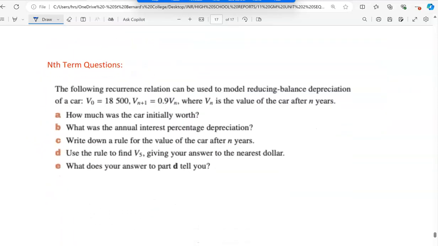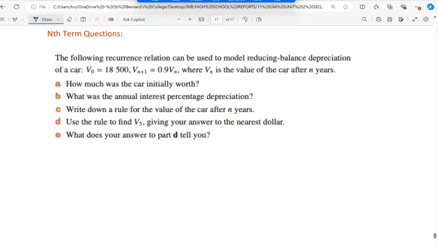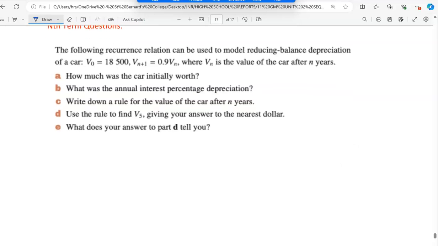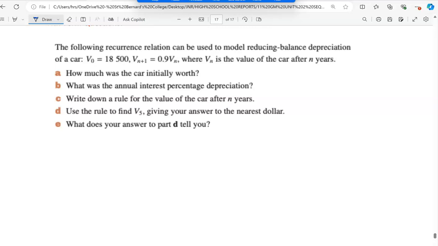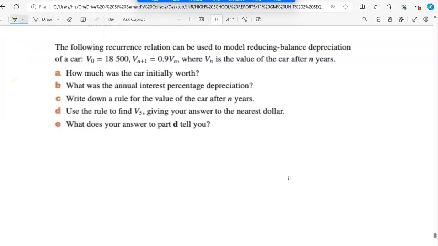Now we're going to probably be using the nth term rule. Okay, so let's have a look at that. That's the other rule that we get asked. So here, the following recurrence relation can be used to model. Now, this is what you're actually going to see in your tests, when it's all jumbled up: they're going to tell you that you've got reducing balance. So you know to go to those formulas in your summary sheet. You go to the one that says reducing balance depreciation, because they have to tell you.